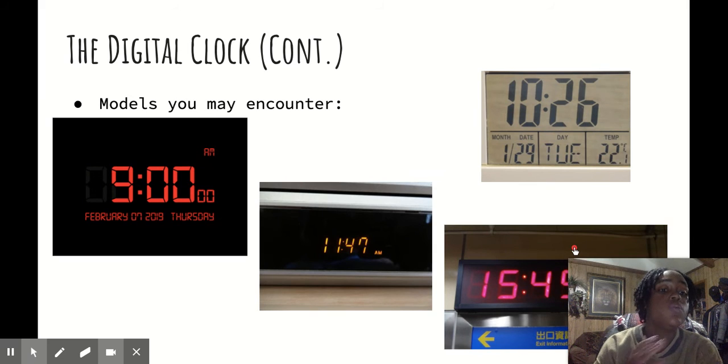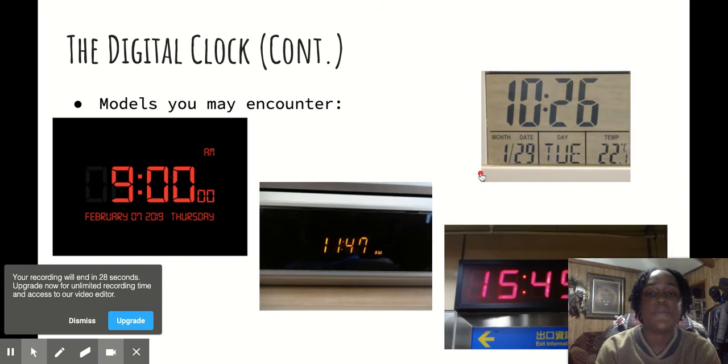Some clocks, like one that I own, also show temperature. It just depends on which one you get.